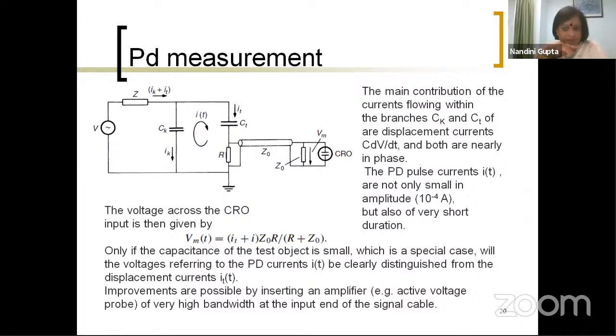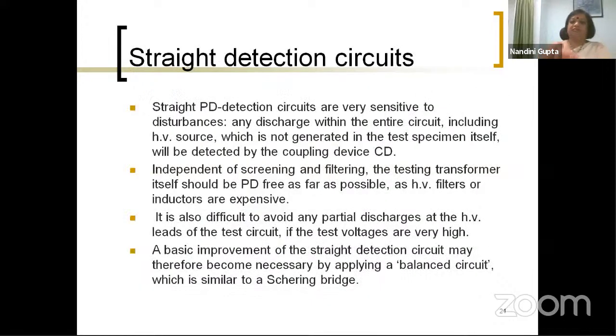It will have very small magnitude, 10 to the power minus 4 amperes maybe, and it is of nanosecond duration. So you will have to figure out ways of being able to detect and sense the circuit. Also, since this is an impulse event, what you measure will depend upon the bandwidth of your measuring equipment. Now, this is the basic idea behind PD measurement, and this is generally called the straight detection circuit.